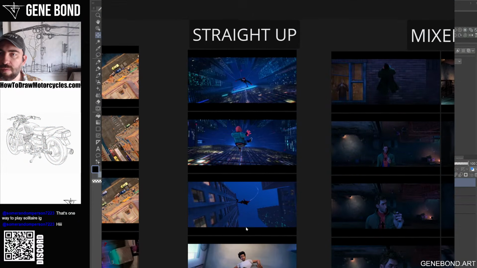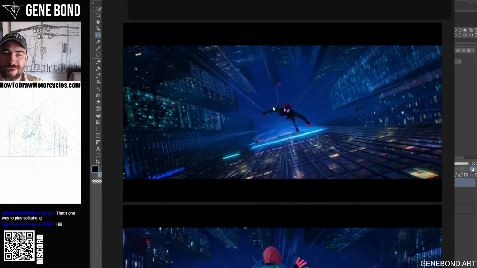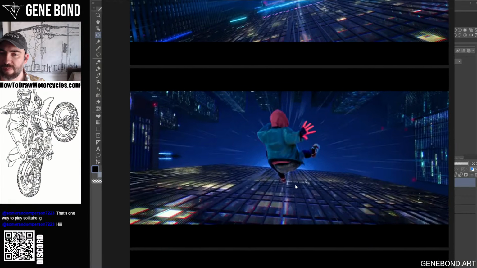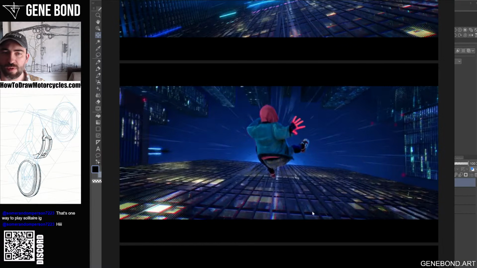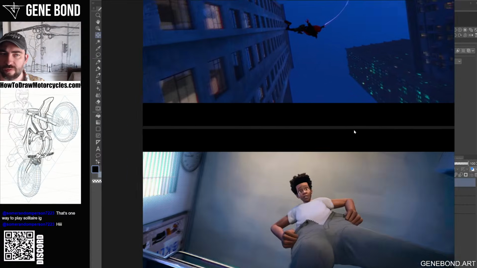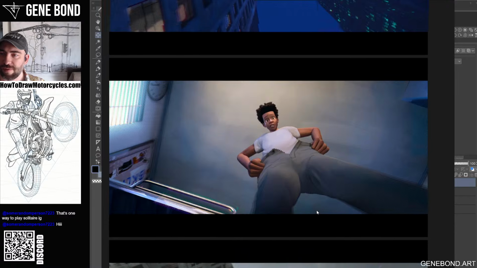And with straight up, it's fun how they play around with this perception, right? It looks like you're looking down, but you're actually looking up. Same here, it's like he's falling in the sky. Then here we have this view straight up, kind of from the ground. It's a cool idea, right?